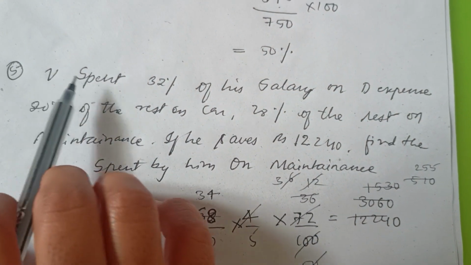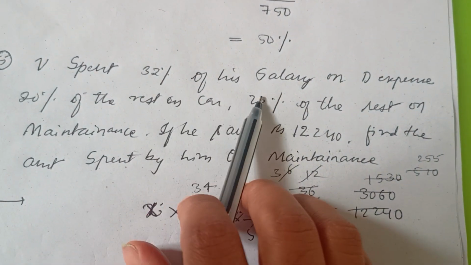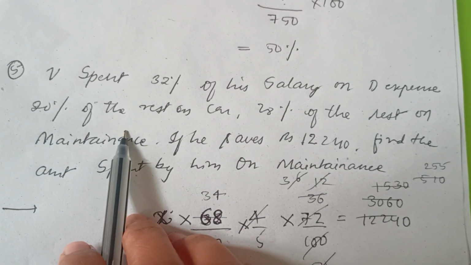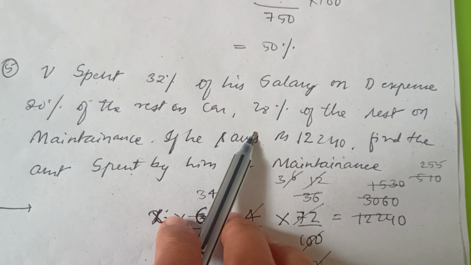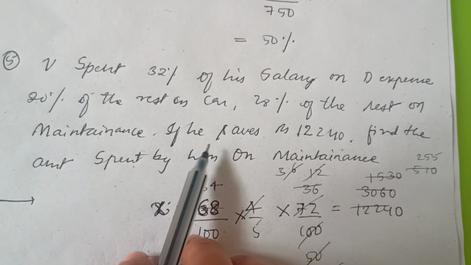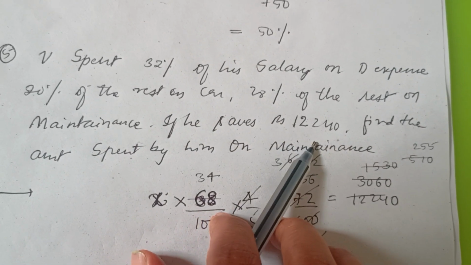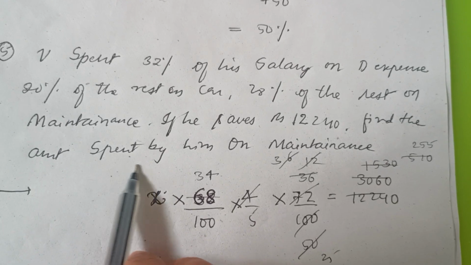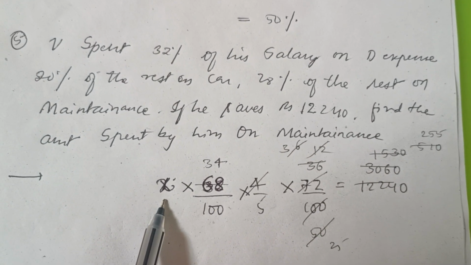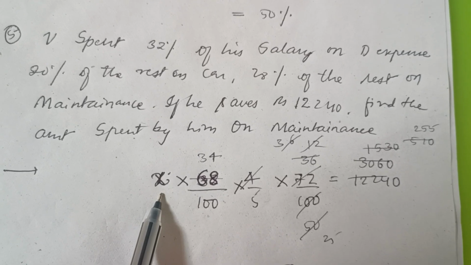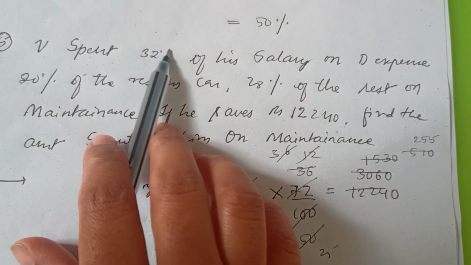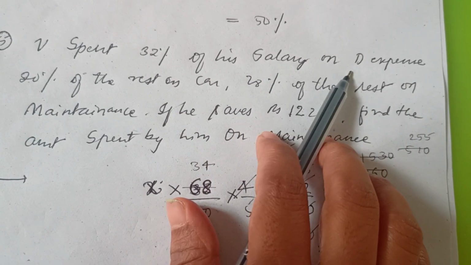Then, he spent 32% of his salary on daily expenses, 20% of the rest on a car, and 28% of the rest on maintenance. If he saves rupees 12,240, find the amount spent by him on maintenance. Okay, so initially we don't know what his salary was, so that's why I have taken x. In that he spends 32% of his salary on daily expenses.